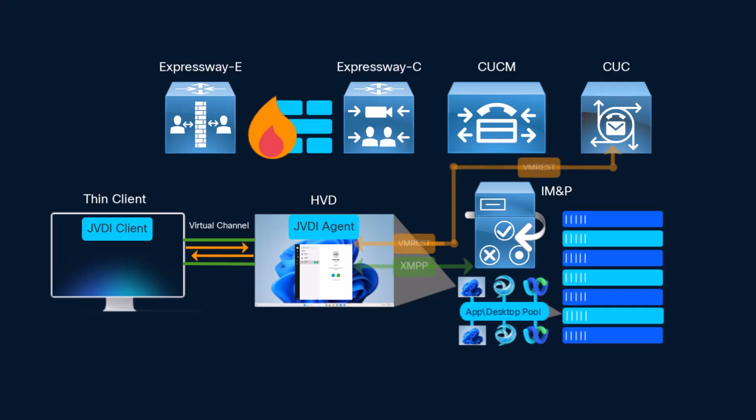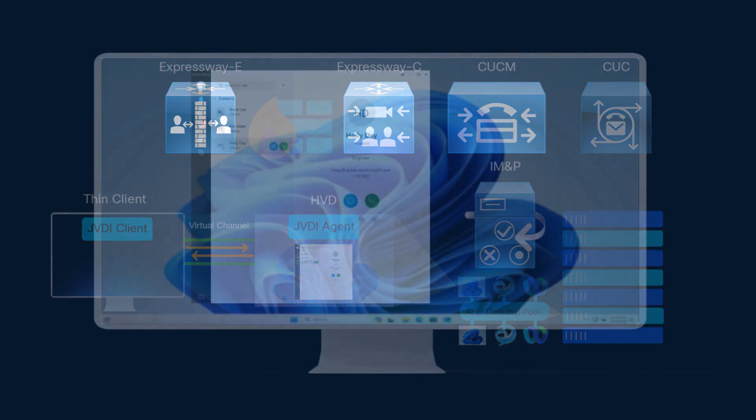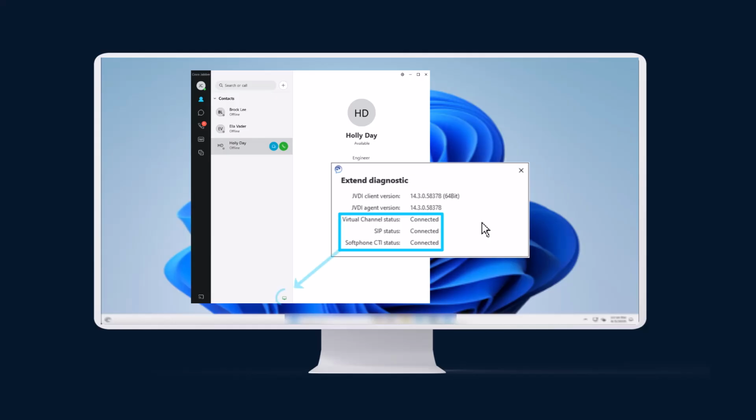It should be noted that Jabber on the HVD still operates as normal for other services like voicemail and IM presence. VMRest and Jetty are still used for voicemail services, but the connection doesn't use JVDI. Jabber establishes its session directly to the Unity Connection server. This also applies to presence and messaging in Jabber. Jabber on the HVD establishes its XMPP connection directly to the IM and Presence server. Once this is complete, Jabber will show the softphone as connected and registered. Jabber users are now ready to make calls via CTI control of the thin client registered CSF device.